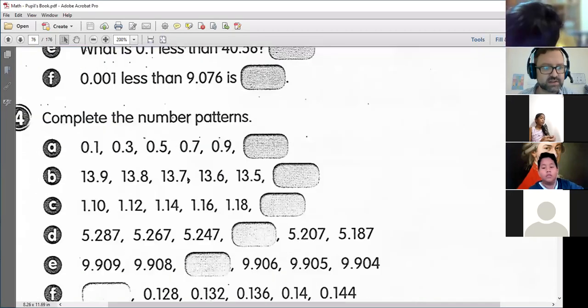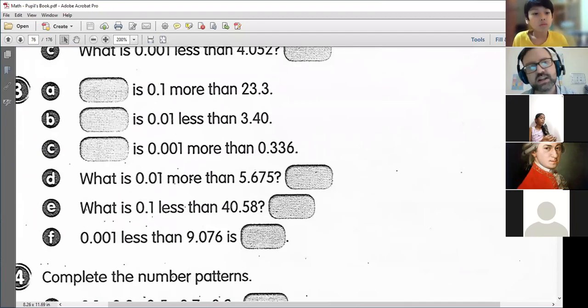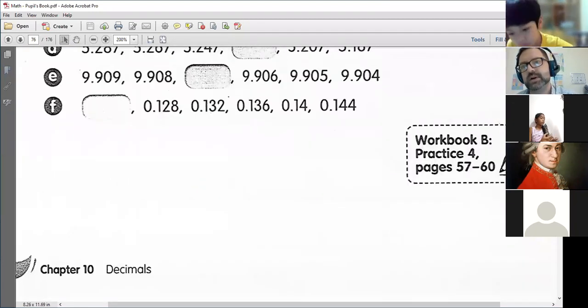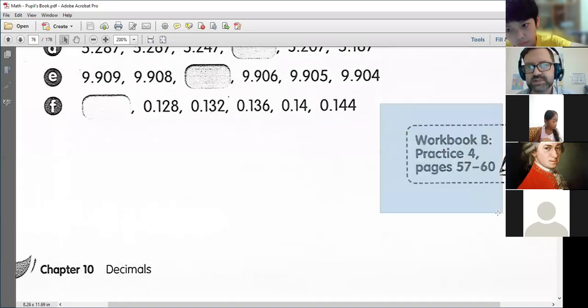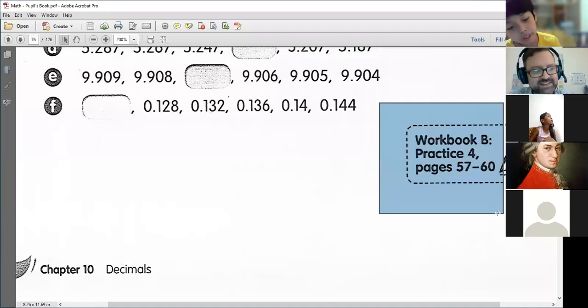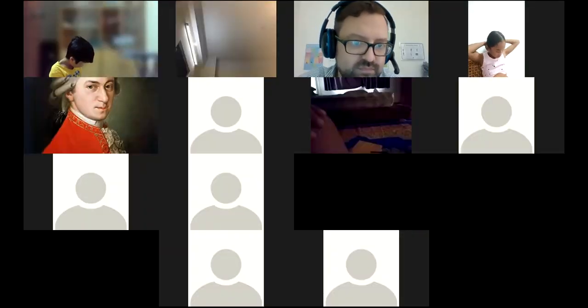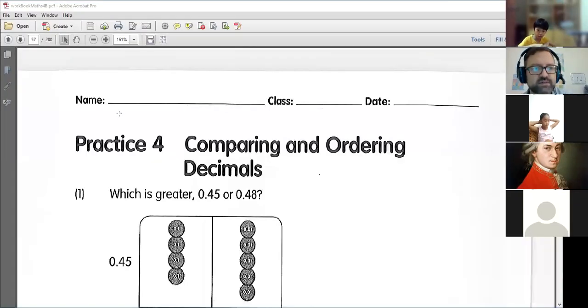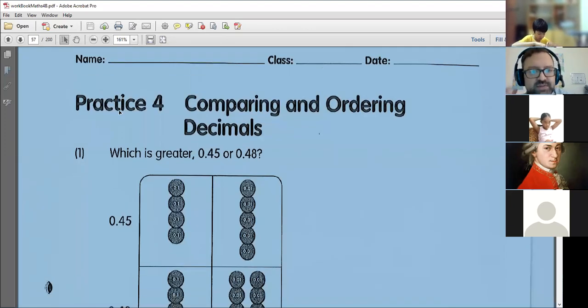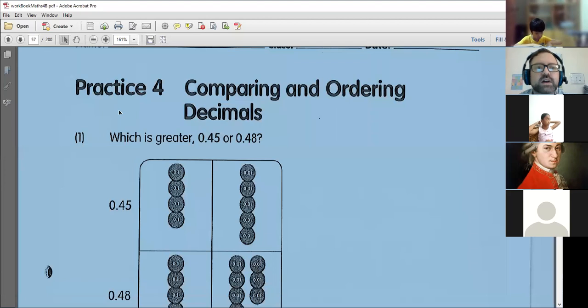Let's go down to this next page. Oh, we already did this page this morning. All right, let's switch over to section 4, which should also be pink. All right, and we are going to be on page 57. Let me find that for you. All right, do we all have this page? Section 4, page 57. All right, and we're still working on comparing and ordering decimals, okay?